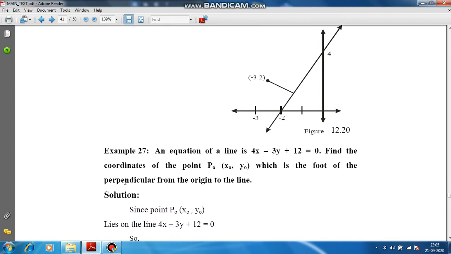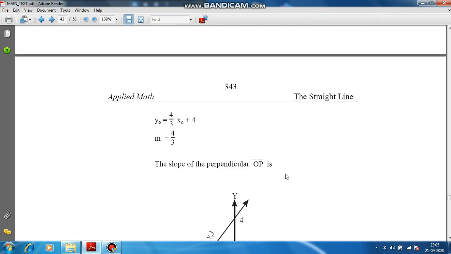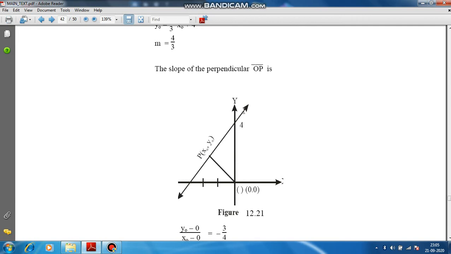Now the next example. The equation of a line is 4x minus 3y plus 12 equal to 0. Find the coordinates of the foot of the perpendicular, the point P (x naught, y naught), from the origin to the line. Here the diagram is this: this is the line, this is the point (x naught, y naught), and this is the origin. We have to find this point, the foot of the perpendicular.